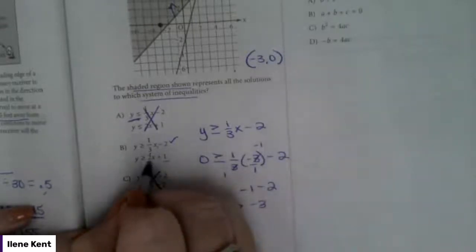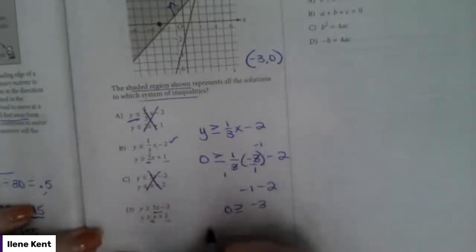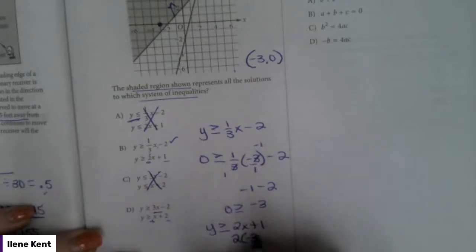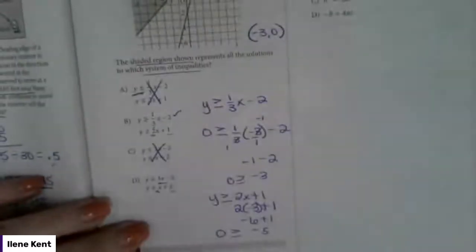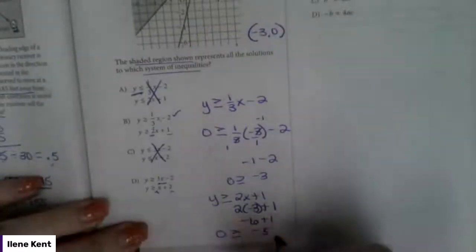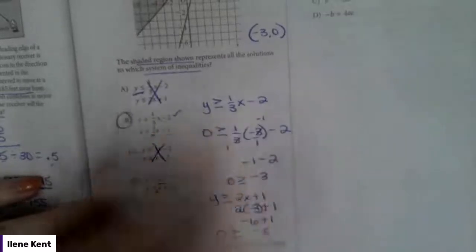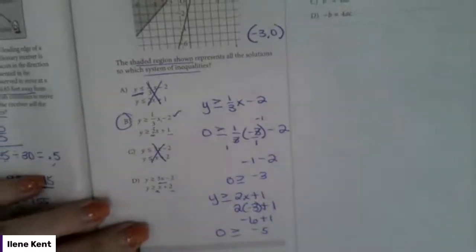And we're going to want to test it again in the second point. This y is greater than or equal to 2x plus 1, and replace that with -3 plus 1. So -6 plus 1 is -5. And again, 0 is still greater than or equal to -5. Both equations work for our test point. So I don't need to continue.